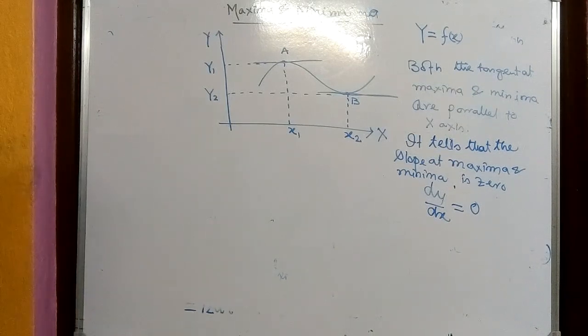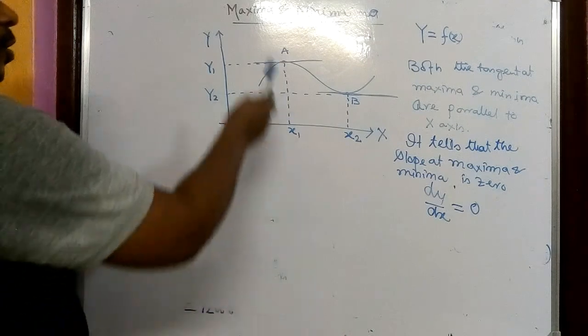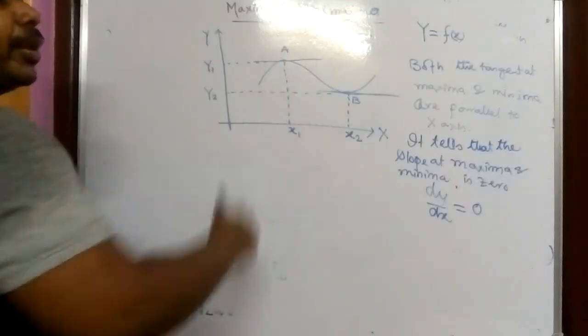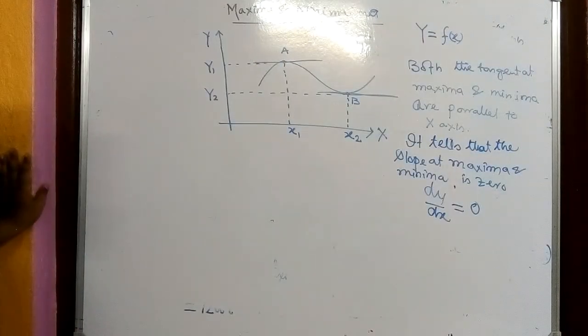Now you might be asking, sir, if the differentiation is 0 for both maxima and minima, then how do we understand which point is maxima and which point is minima?